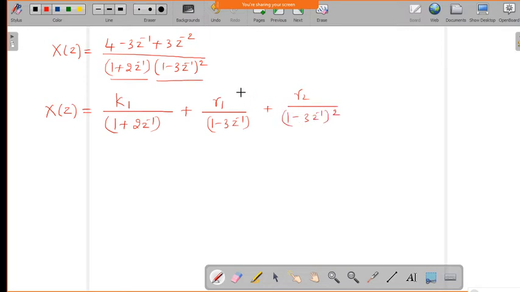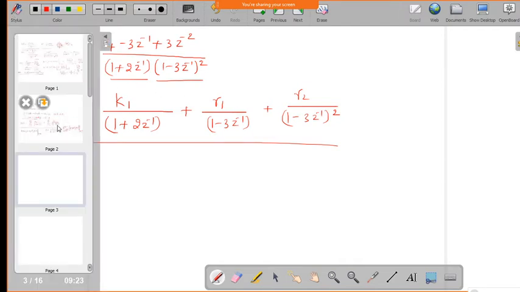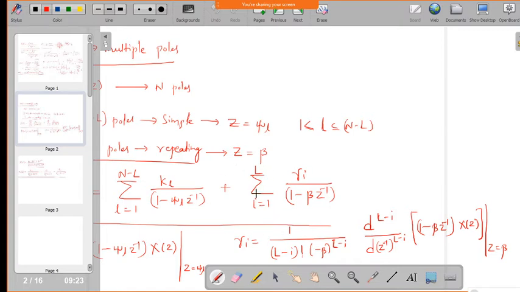We have already seen that whenever multiple poles exist, the first one you write as it is, and the second one you take the square of that. So now this is the X of z, we can write like this. Now we have to find, so use the expression from earlier, so we can see here also. How can we write this one?